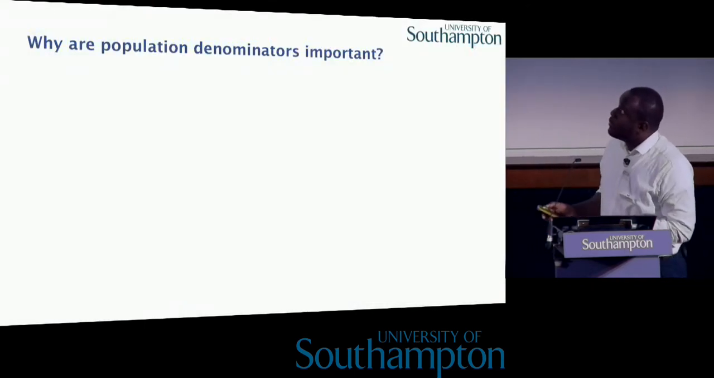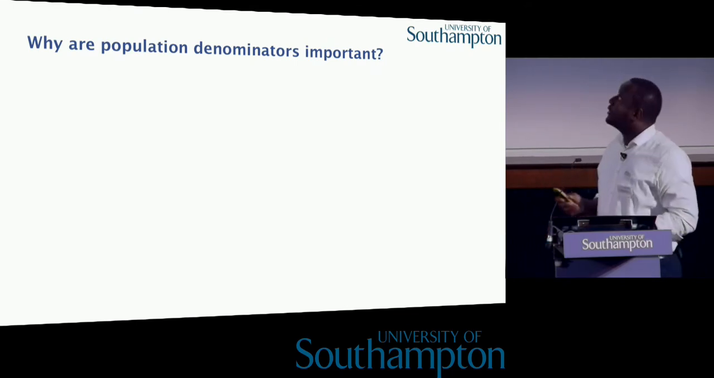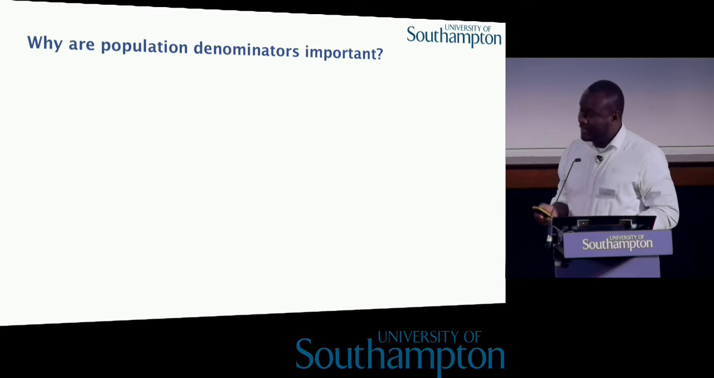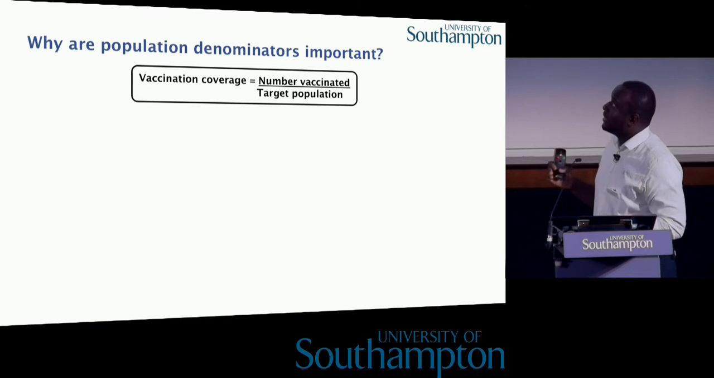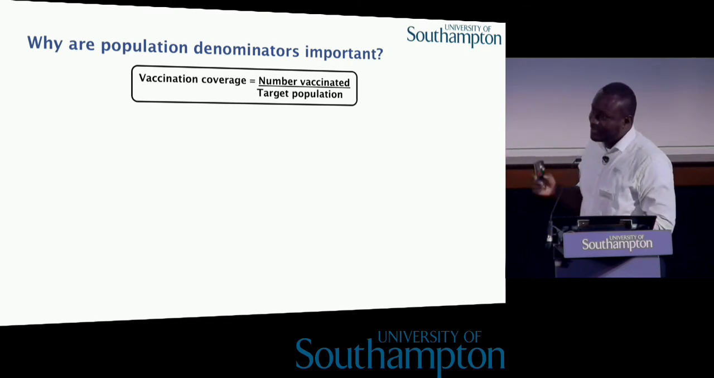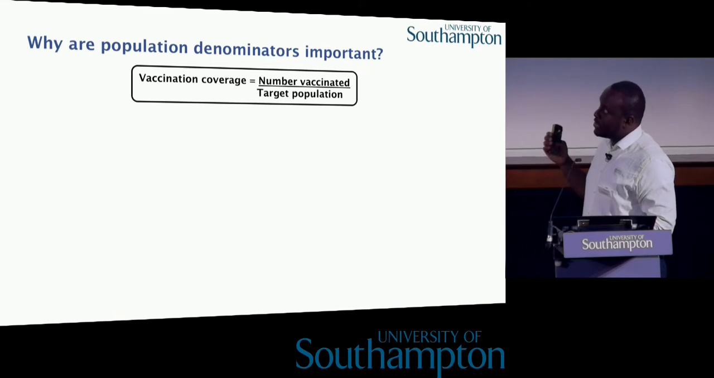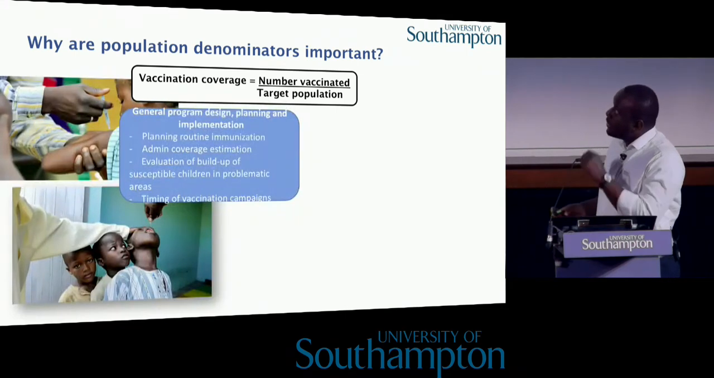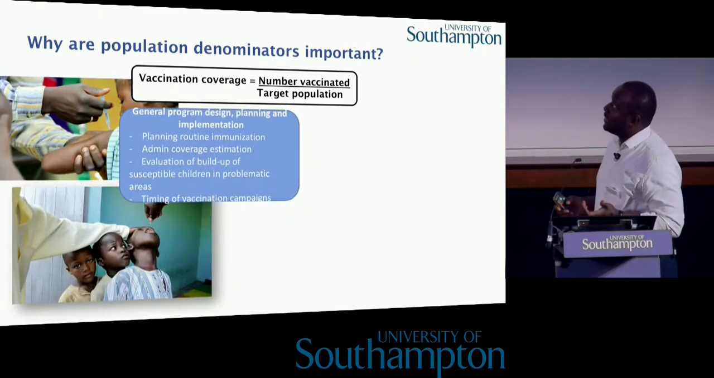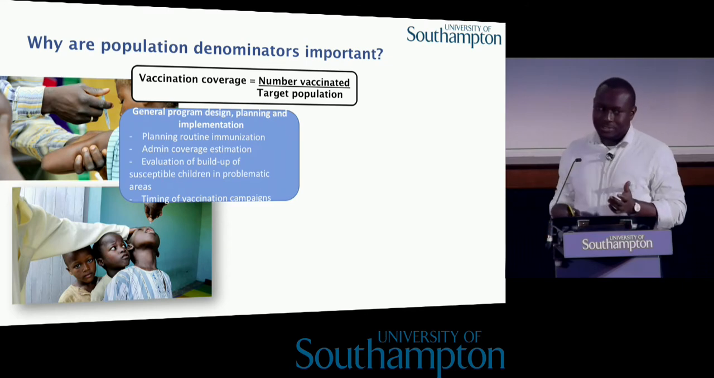So why are population denominators important for mapping vaccination coverage? I think that the answer to this question is encapsulated in this equation, which defines vaccination coverage as the proportion of the target population that is vaccinated. So what this means is that we need accurate estimates of the target population to be able to obtain accurate estimates of vaccination coverage. So in terms of general program design, planning, and implementation, population data are important.